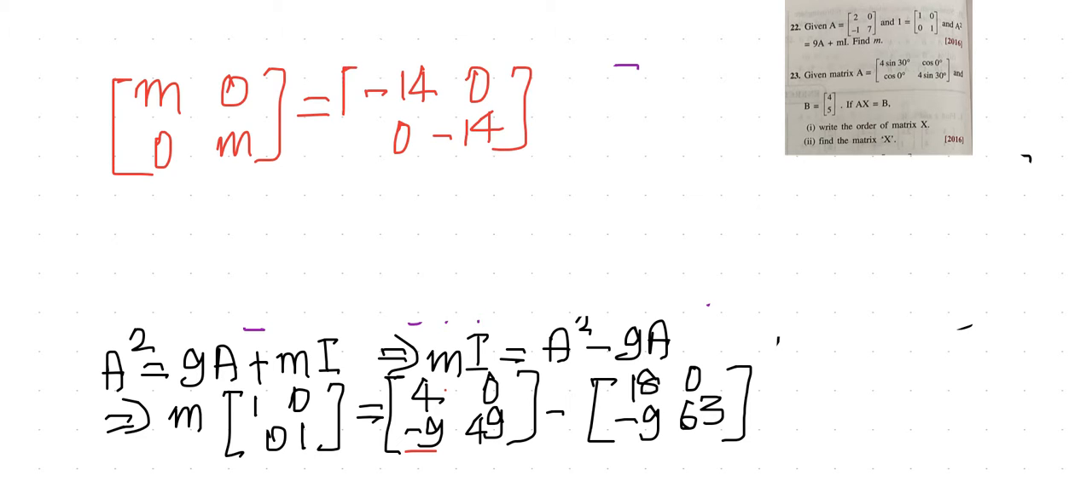So clearly here what can you see? The value of m that I will be getting will be equal to minus 14. Okay. So this is the value of m that I am getting.